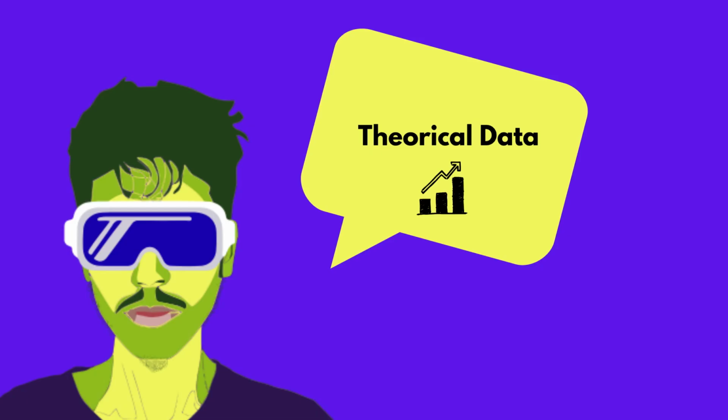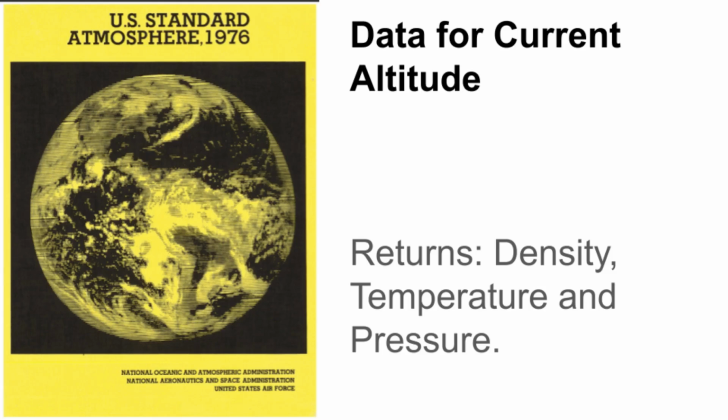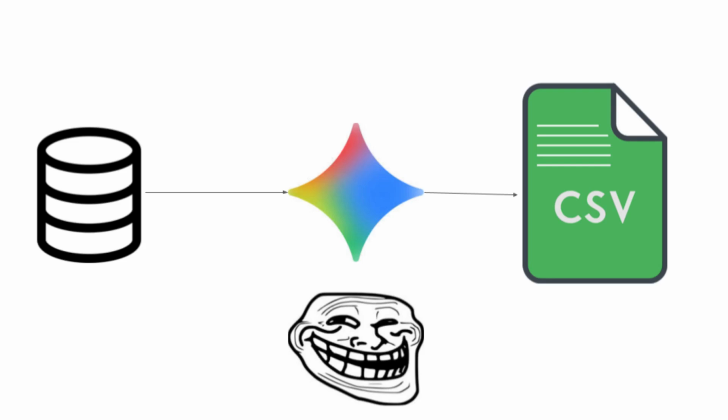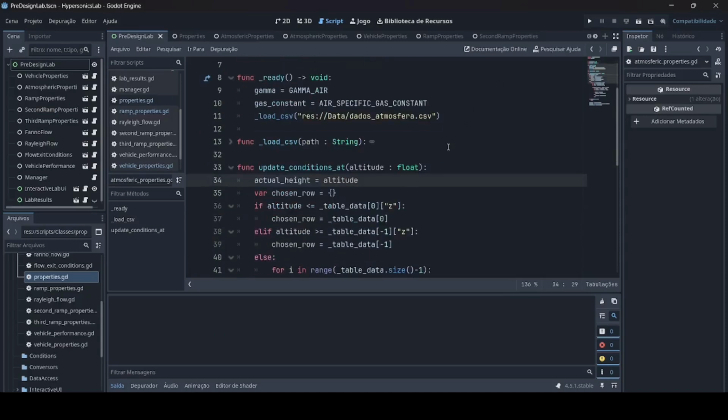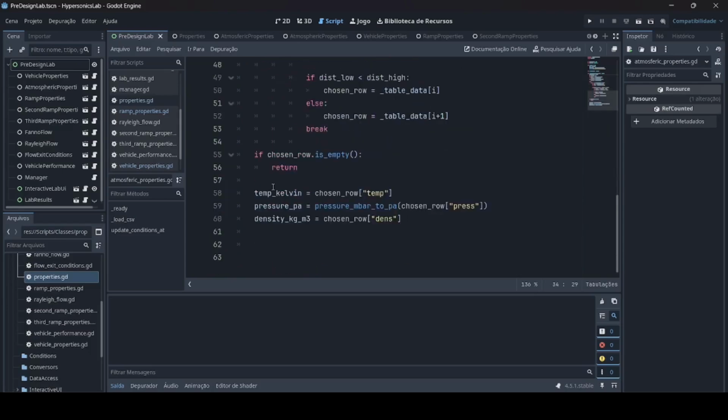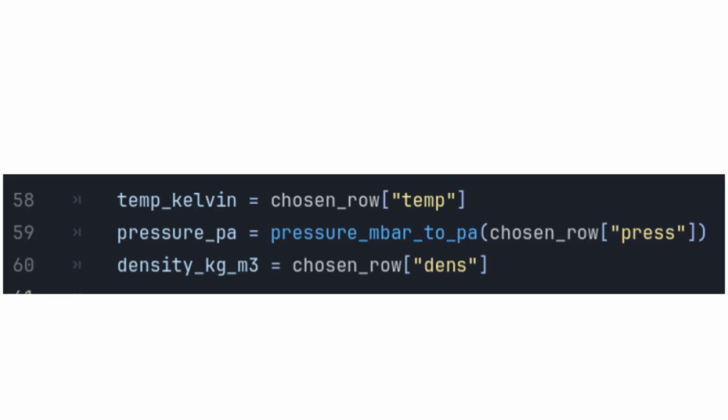For the environment data, I relied on the 1976 US standard atmosphere. However, the original document is just page after page of raw tables. Instead of manually transcribing all that data, I leveraged Gemini to scan the document and convert the datasets directly into a clean CSV file. This setup allows the simulator to perform fast table lookups, automatically retrieving exact properties like density and pressure for any given flight altitude.